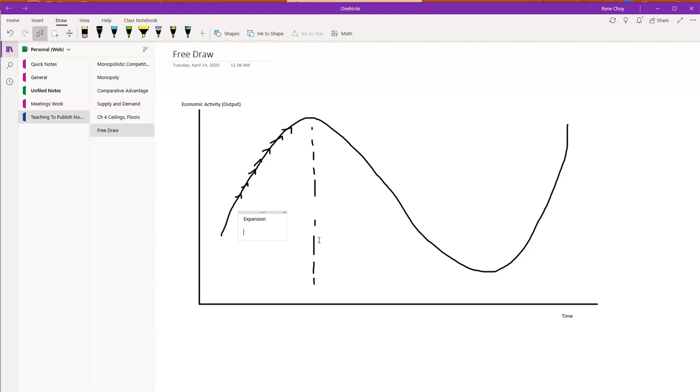During an expansion, you normally see an increase in real GDP. You see an increase in income. You see decreasing unemployment. And you see an increase in inflation. Then at some point the economy hits a peak, and we go into a recession.